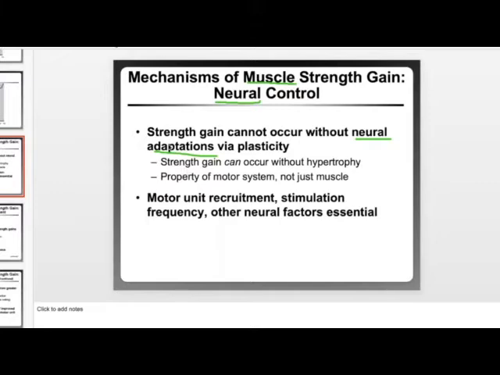So your body wants to do something aside from changing the muscle. And the first thing it's going to do is try to change the way that your brain recruits motor units and stimulates its muscle fibers.